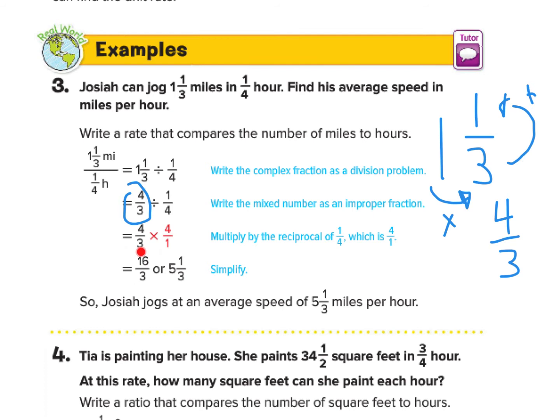Now this is an improper fraction. You have to change this back to a mixed number. How many 3's are in 16? 5, right? 3 times 5 is 15, and then you have 1 left over. So you have 5 wholes and 1 left over, 5 1/3. And we can practice this more in class. Continuing.